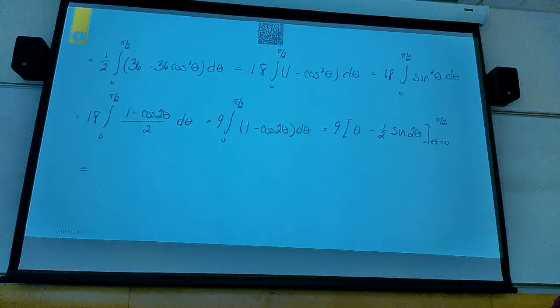Pi over 2 times 2 is pi. What's sine of pi? 0. What's sine of 0? 0. That sine term evaluates out to 0. So that whole thing's going to evaluate to just 9 times pi over 2. So there's our area.